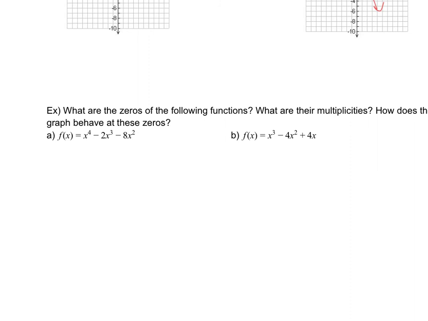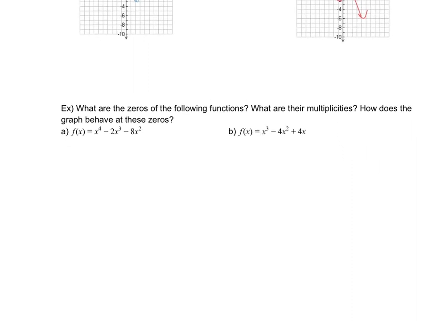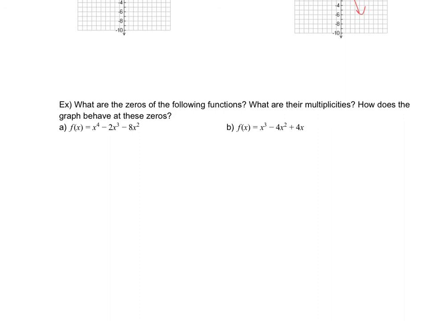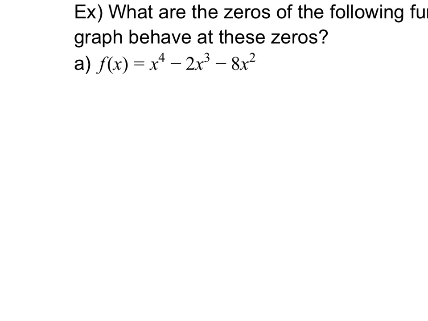Okay, then the last part of this is we're going to kind of put it all together. So it says, what are the zeros of the function? What are their multiplicities? How does this graph behave at these zeros? So first we have to find the zeros, and then we're going to sketch a quick little graph. Won't be anything too crazy. So how do we find the zeros? Well, we need to factor, of course.